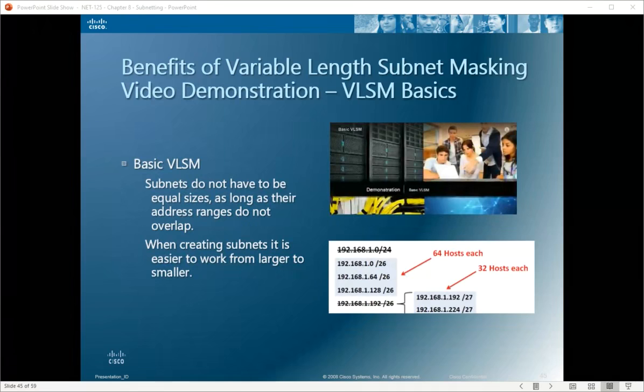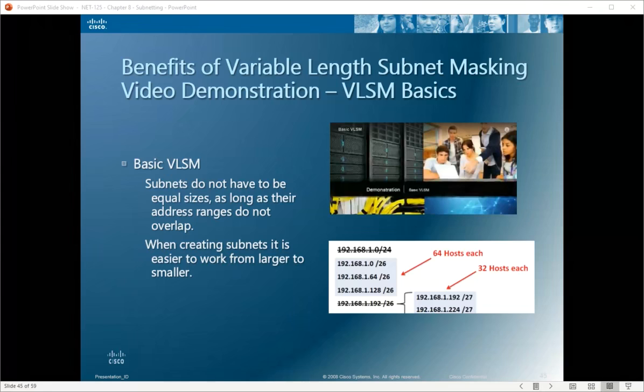So as long as the address range does not overlap, you do not have to have all of your subnets be the same size. Again, there's a lot of videos in this chapter, but I did want to go over it verbally. If we take a look at the graphic here in the bottom right corner, you can see this subnet being split up. We have the original network of 192.168.1.0/24. Easy network to use.